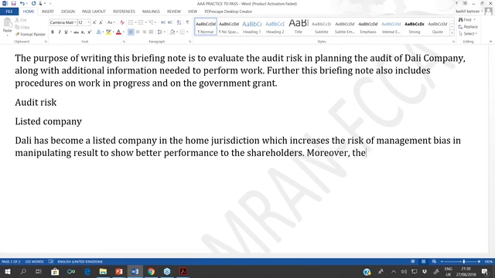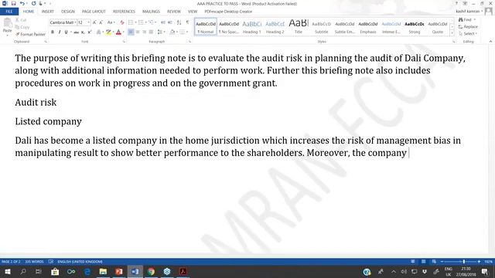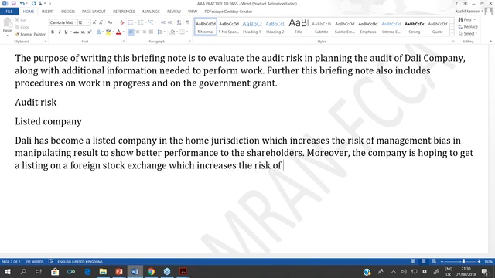Moreover, the company is hoping to get a listing on a foreign stock exchange, which further increases the risk of creative accounting in the financial statements.